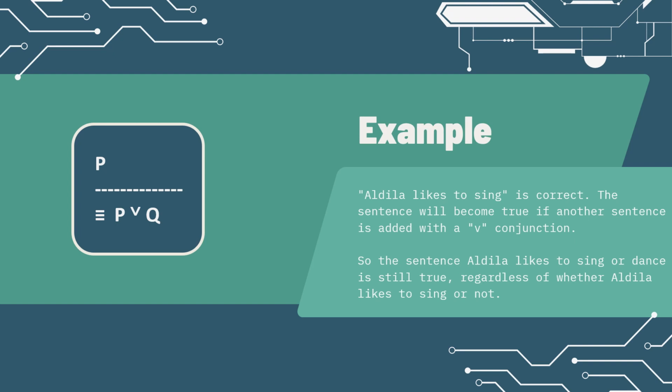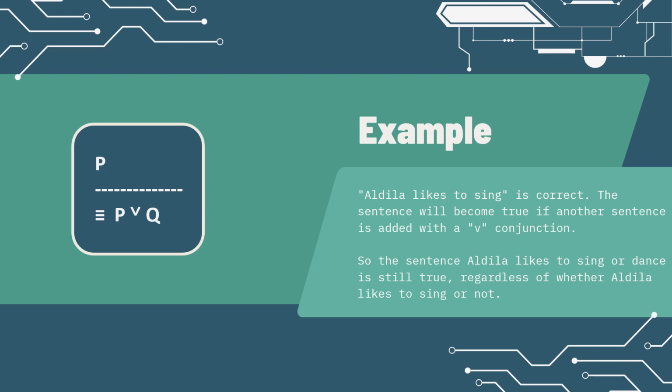For example, ALDILA likes to sing is correct. The sentence remains true if another sentence is added with an or conjunction. So the sentence ALDILA likes to sing or dance is still true, regardless of whether ALDILA likes to sing or not. Disjunctive addition is a useful rule of inference because it allows us to acknowledge statements by adding additional possibilities.